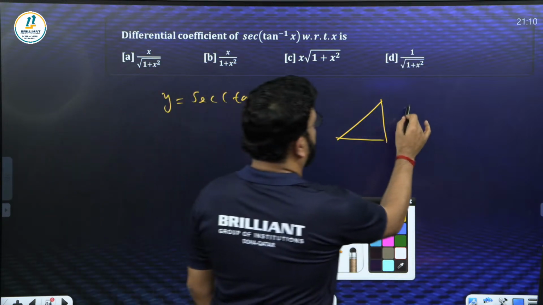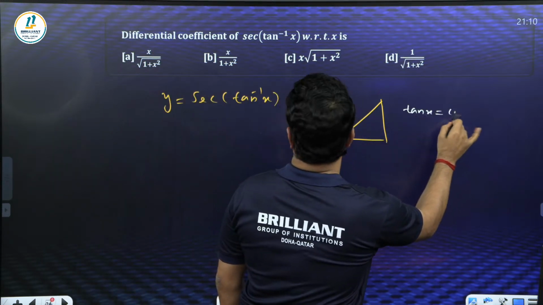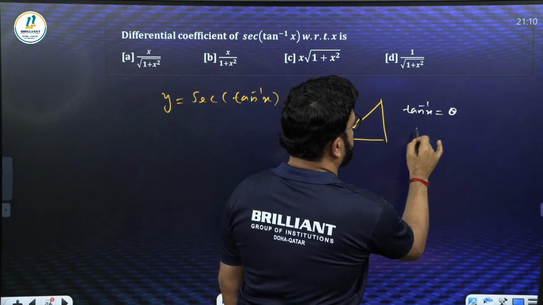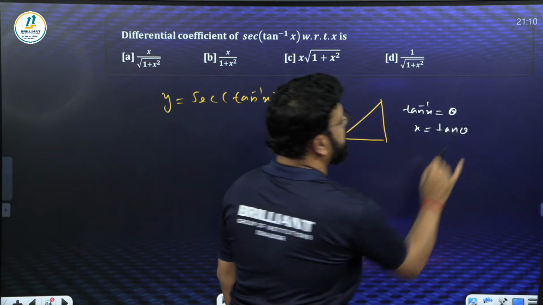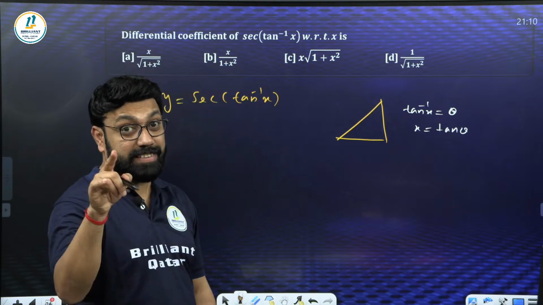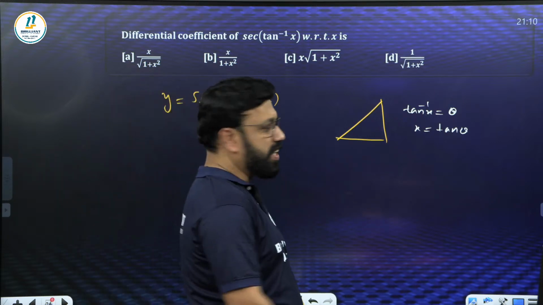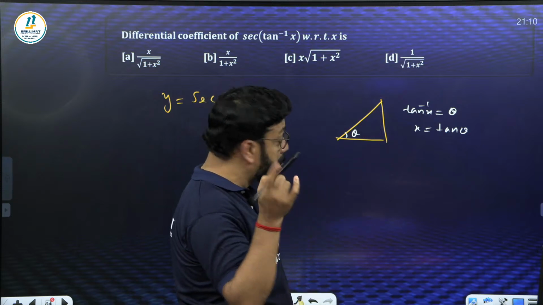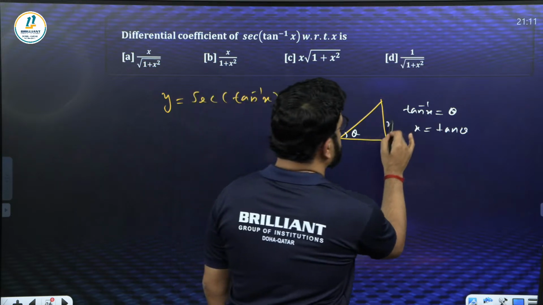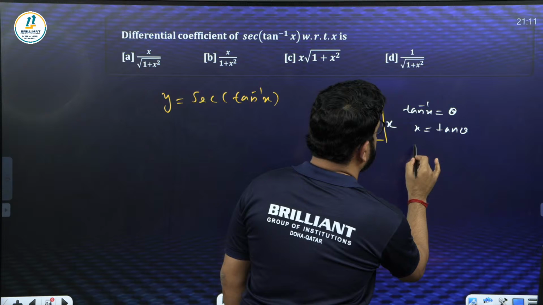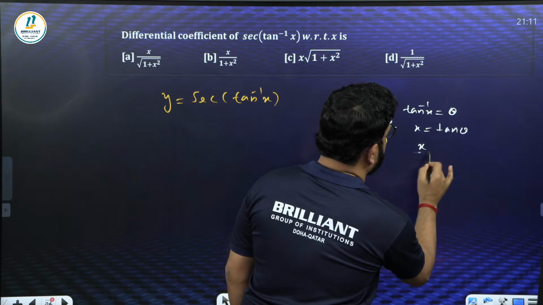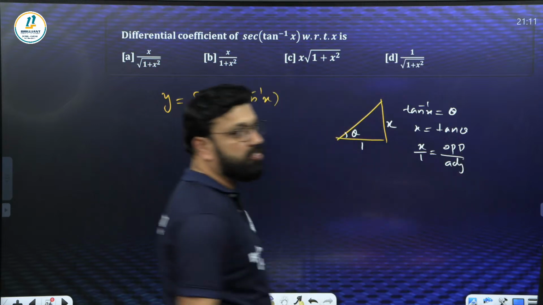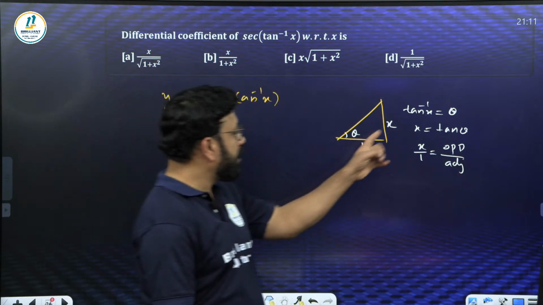Tan inverse x equal to theta, then x equal to what? x equal to tan theta. X equal to tan theta means, which side by which side is tan theta? Tan theta means opposite side by adjacent side, so x by 1 here. Tan theta means x by 1, opposite side by adjacent side of the right angle triangle.